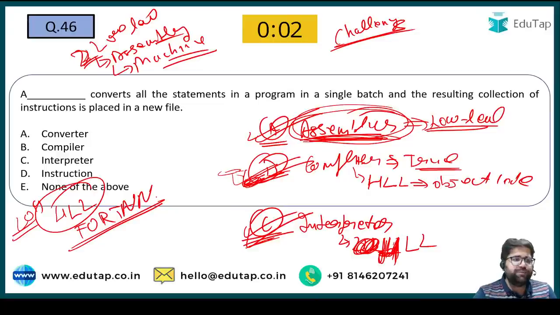Yes, the answer here is B. Why? Because it's clearly given that it's a single batch compiler. Line by line is for interpreter.